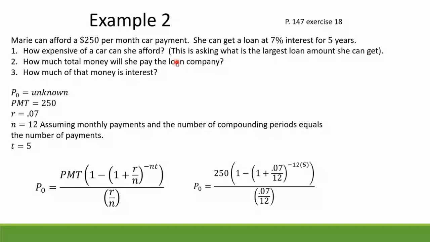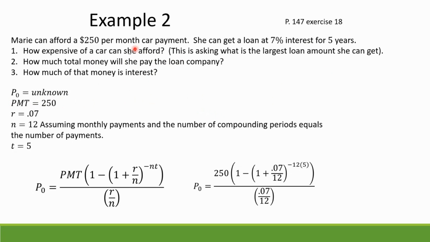Well, basically what we're asking is, how big a loan can she get? What's the biggest value P sub 0 could be? Well, that's what we're going to solve for. What is P sub 0 is what they're asking, given these values of the variables. We're asking how big a loan can she get? That's what we're looking for, because the loan is used to pay for the car.